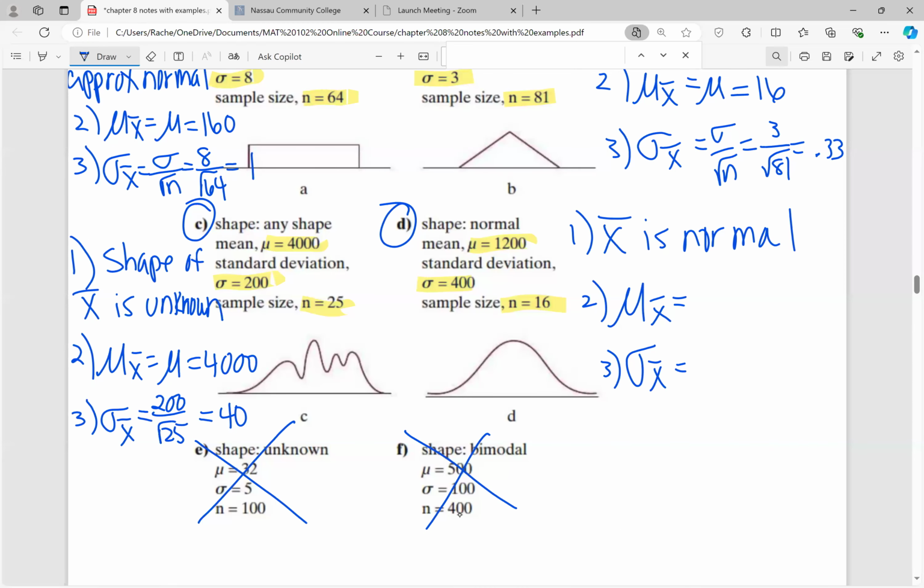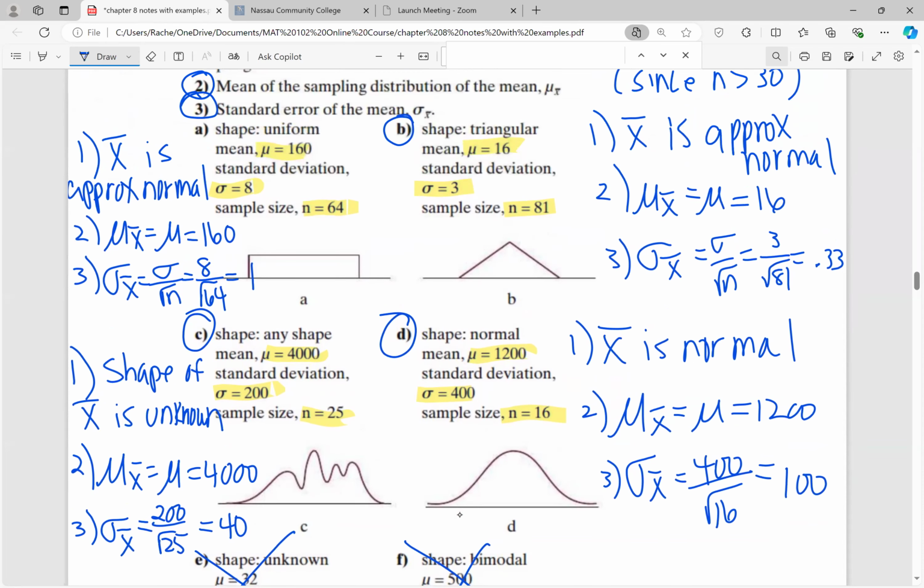Mu sub X bar in this case is equal to mu, which is 1,200. And sigma sub X bar is going to be sigma, which is 400, divided by the square root of n. So that's going to be 400 divided by 4, which is 100.